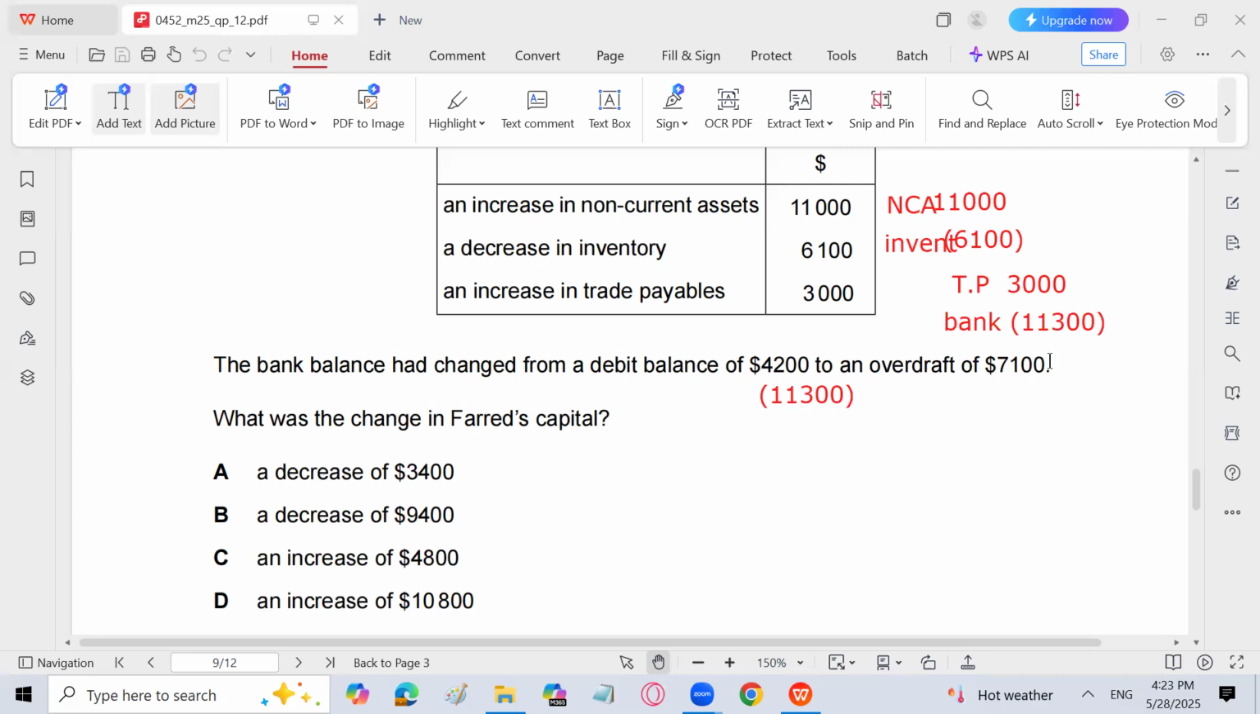Now you will adjust these amounts. 11,000 minus 6,100 minus 3,000 and minus 11,300. So the capital will decrease, a decrease of 9,400. Definitely it's a technical point. I can understand that it might be possible that some students will get it wrong. No problem. Half the MCQs may go wrong.